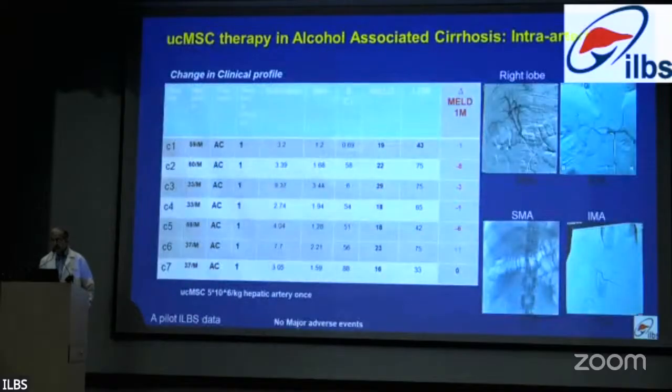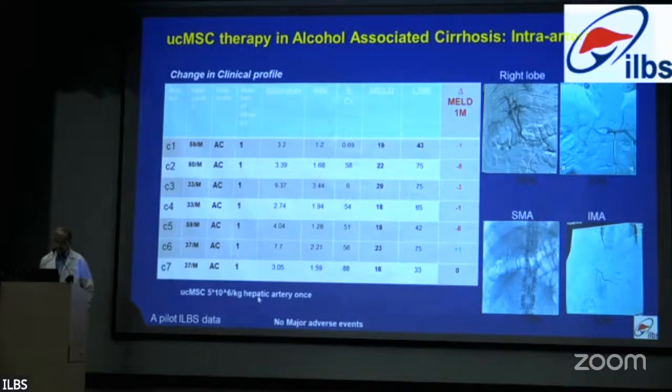Then we thought, why don't we give it intra-arterial? And we took the help of IR, Dr. Amar. These are again 7 patients. And he designed a new protocol. And he said, we will give 60% in the right lobe, 20% in the left lobe, 10% in SMA, and 10% in IMA to give every area, the intestine as well as the liver, both lobes, some benefit. And we have 7 patients, and the decrease in delta MELD has been marginal, but no side effects.